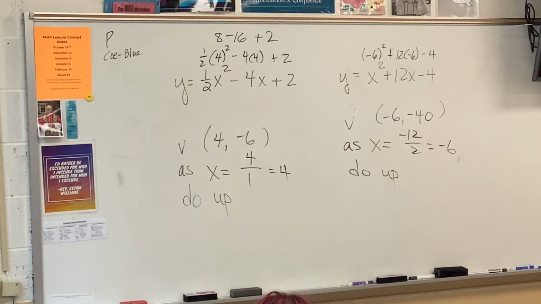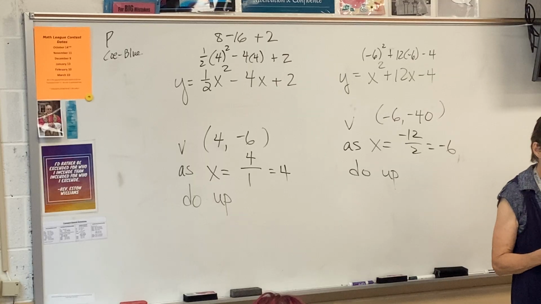All good? Number 3, cross it off. That's your freebie. Number 3 is your freebie. Cross it off.